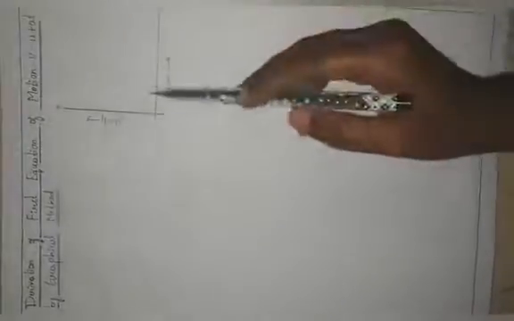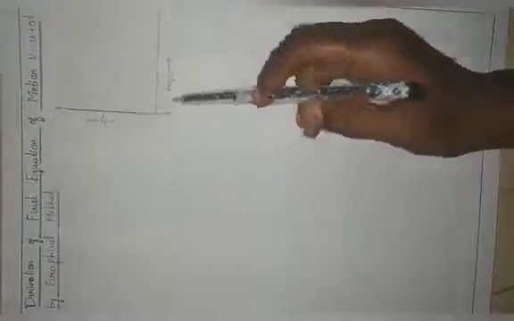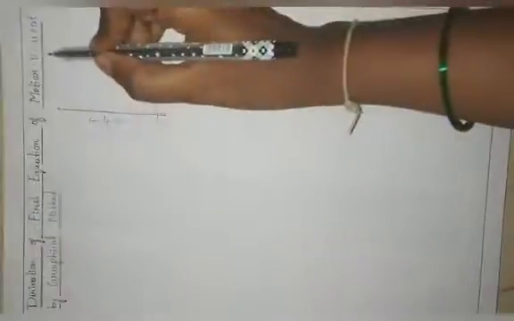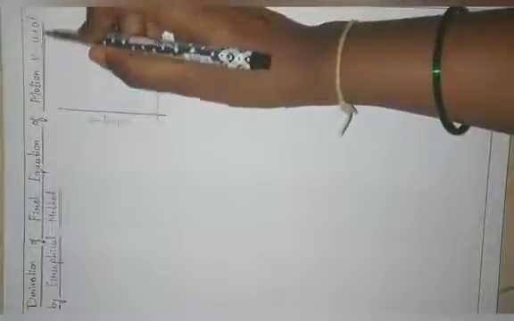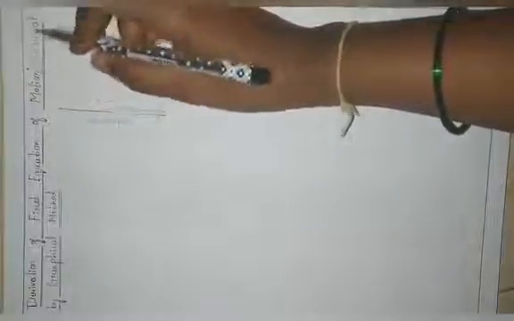We have to derive V is equal to U plus AT by graphical method. By graphical method, you can see here a velocity time graph. This is a velocity time graph. With the help of the velocity time graph, we have to derive V is equal to U plus AT. Very important derivation for 5 marks.